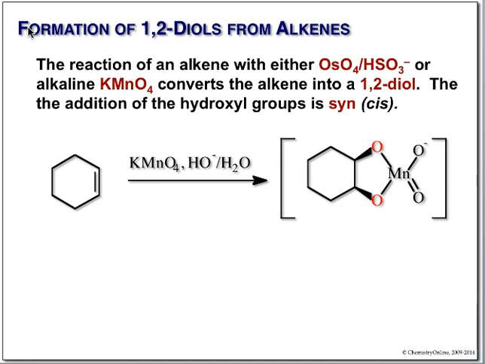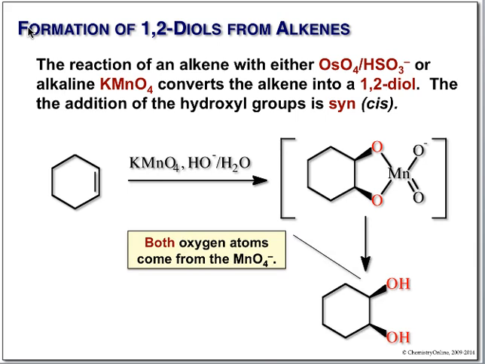With osmium, this is a stable intermediate, and you have to add bisulfite. With permanganate, you don't. This will spontaneously break down to give the 1,2 diol. Because they both come from the manganese, they have cis stereochemistry.